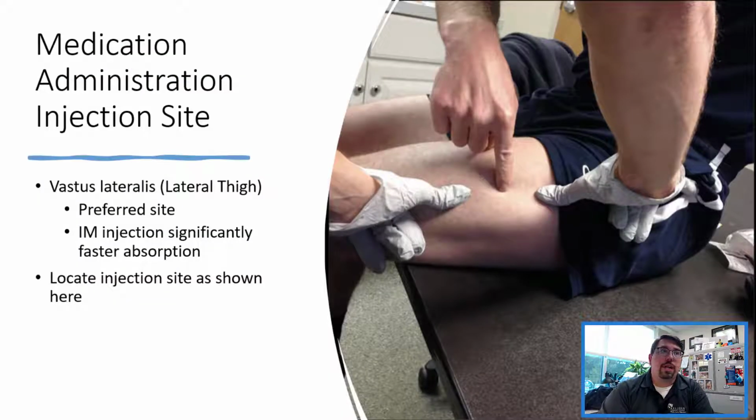When it comes to medication administration injection site, again, we're going to be using our vastus lateralis. This is going to be the lateral thigh. This is the preferred site for IM injection, and predominantly because of its rapid absorption because of the tissue and size of the muscle. From here, we should be able to locate the injection site as shown here in the picture, identifying the lateral aspect, and then shooting for mid-thigh.